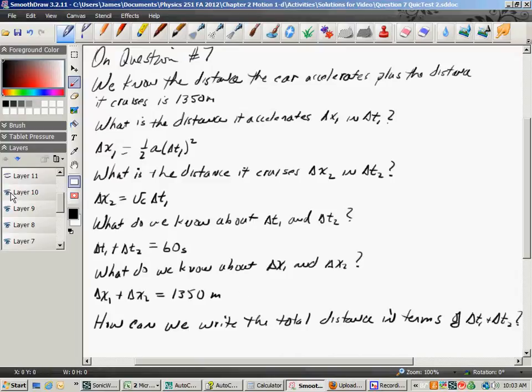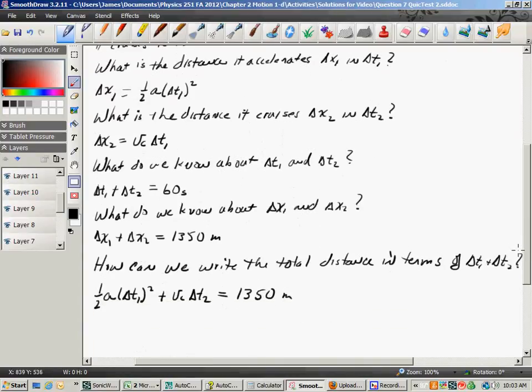How can we write the total distance in terms of delta t1 and delta t2, the time of acceleration and the time of cruise? Pause it and write your answer down. Of course, what we have here is that 1/2 a delta t1 squared, the distance through which it accelerates, plus the cruising velocity times delta t2, the distance through which it cruises, has to sum up to 1,350 meters.